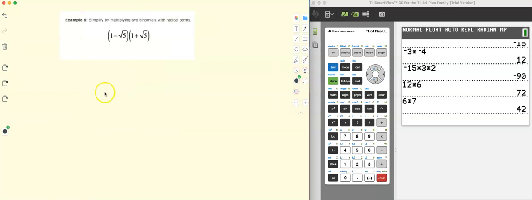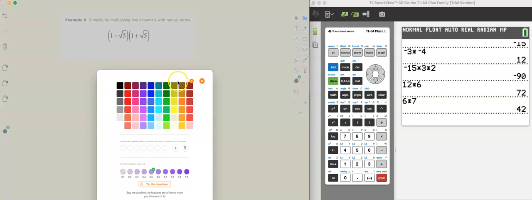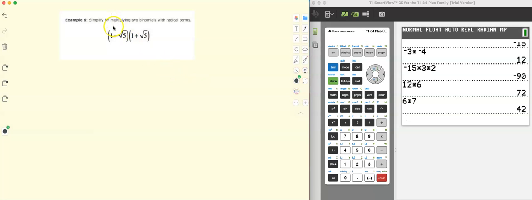All right, let's look at another example. Look at this. It doesn't look like the last examples that we did. Here, we're going to have to end up foiling this. What I mean is I have to make sure that I multiply this 1 by every single thing there. So 1 times 1 is 1. Then I multiply the 1 times the square root of 5, which is just plus the square root of 5. And now I have to switch over and multiply negative square root of 5.